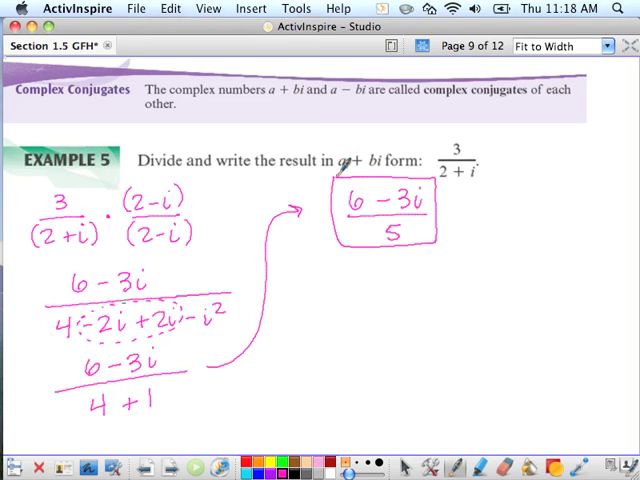However, it's not plus or minus, so that's not the issue. But I believe, if I'm not mistaken, for WebAssign, you're going to have to type it in like this: 6/5 minus 3/5 i. That's going to take some practice.